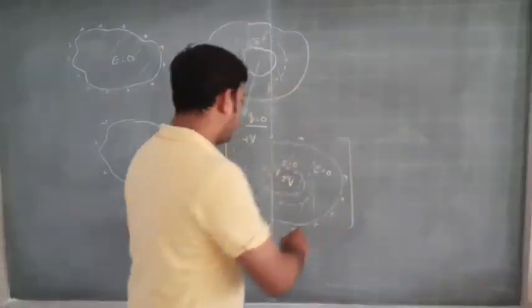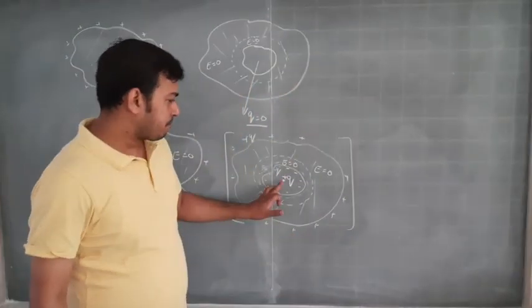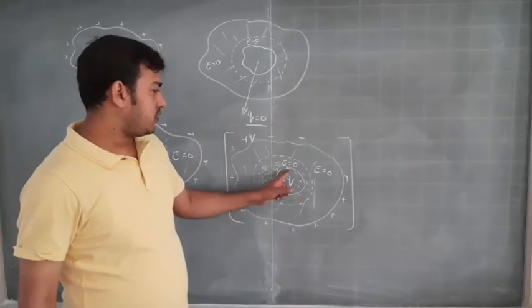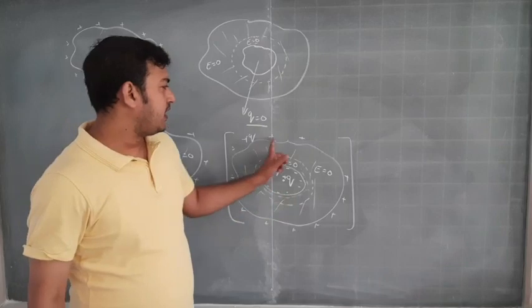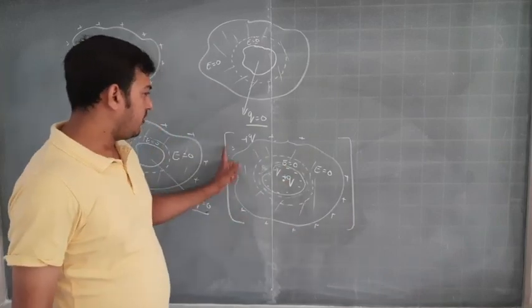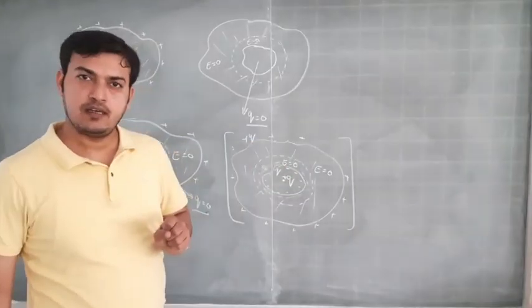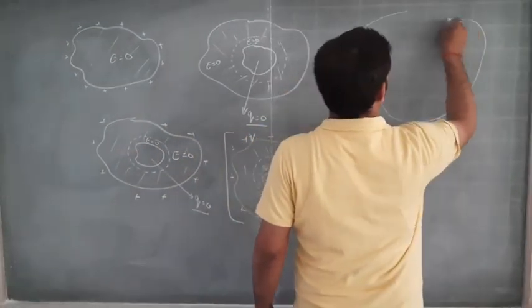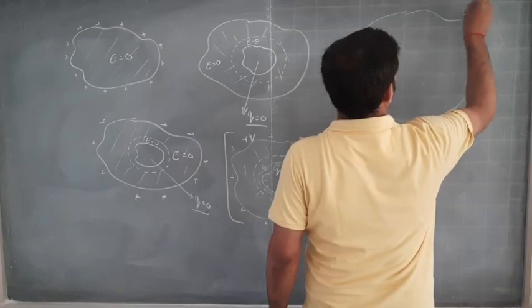Now the same situation can be there if I take a negative charge inside the cavity. The positive charge will appear here, and the negative charge of the same amount will come on the surface of this conductor. What if my conductor initially has a charge?